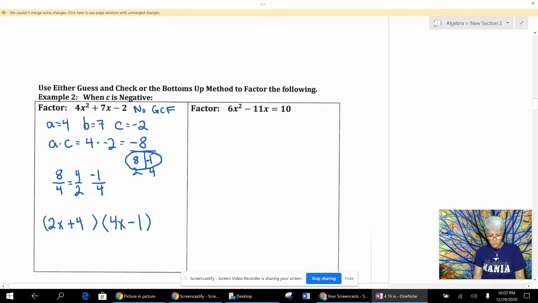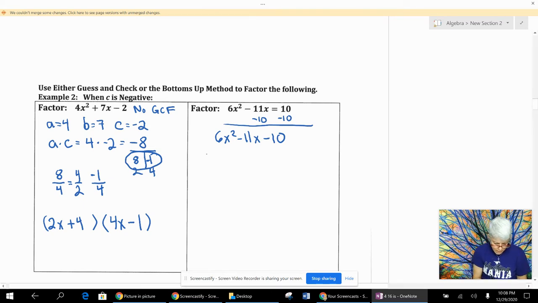Now let's look at this next one. It looks a little bit different because the 10 is on the wrong side. We need to have all of these on the same side. So I'm going to subtract 10 from both sides. 6x squared minus 11x minus 10. Remember yesterday in our notes we wrote it has to be written in standard form. So now it's in standard form.